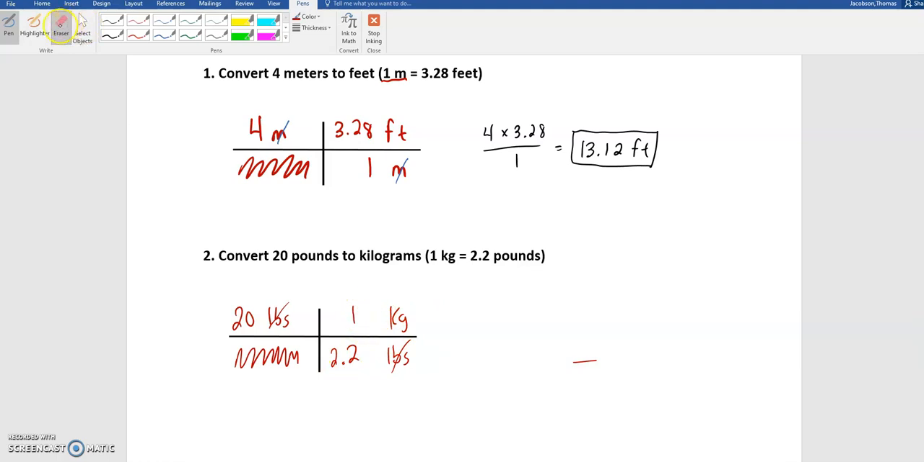And then we go ahead and we treat this just like a fraction. So if there are 2 numbers in the top or in the numerator of a fraction, we would do 20 times 1. And since the 2.2 is on the bottom, the denominator, we would divide. And you would do 20 times 1 divided by 2.2, and we would get 9.09 kilograms, just like we did before.